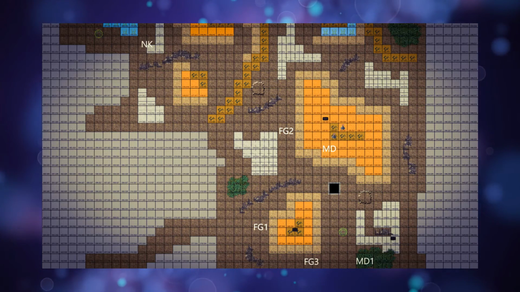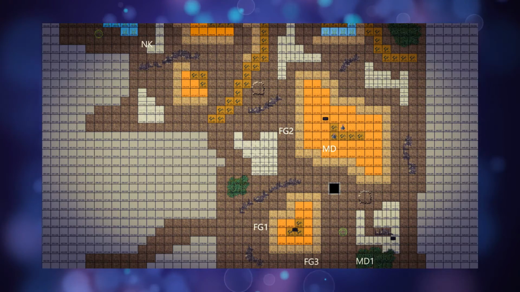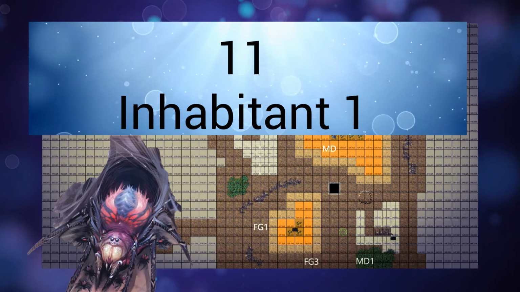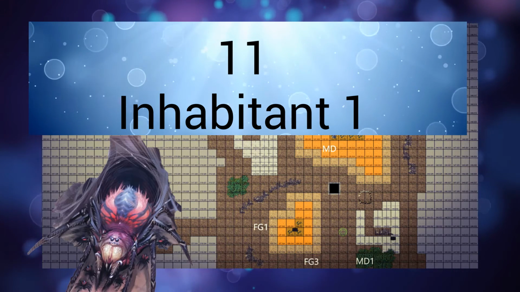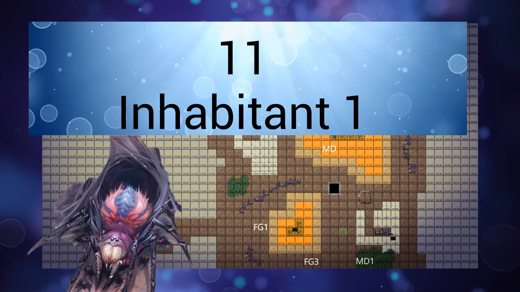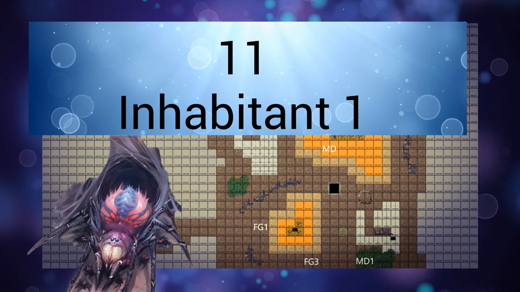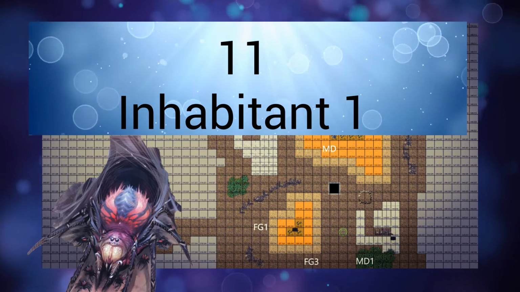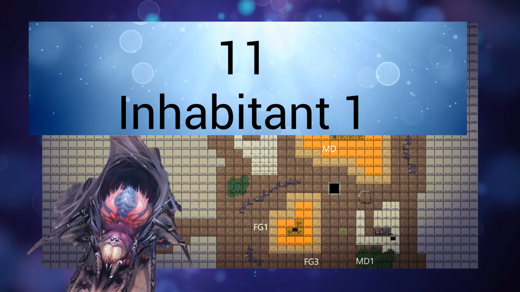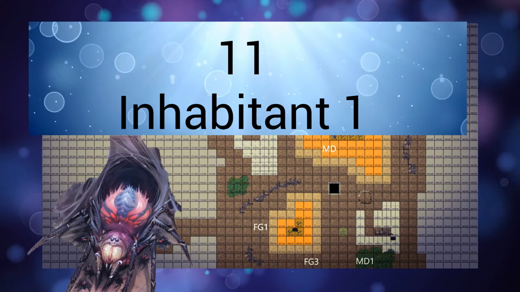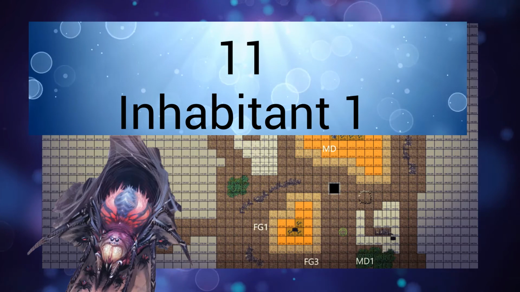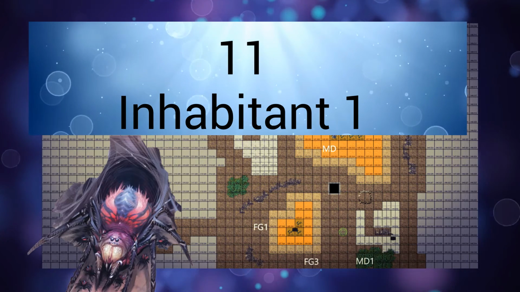So now number 11, the thing that's most likely to happen besides traps and nothing, and that's your main inhabitant of the dungeon. So if you're in a goblin warrens, this is going to be your goblins. If you're in like a spider nest, this is going to be the spiders. So it is going to be the most common monster in your dungeon, and that's why it's so close to the center.